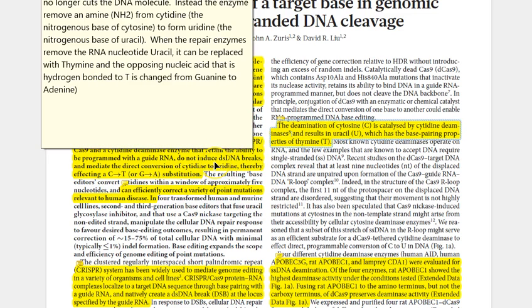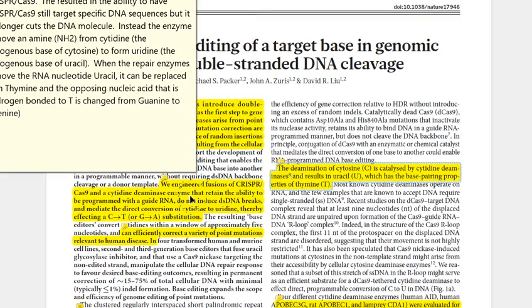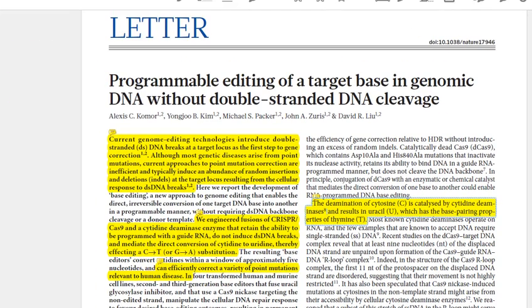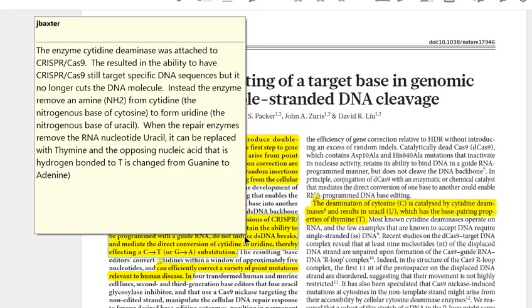So here's my next note. You can also see it on the right, because I noticed it's not all showing up in the screencast, but it says the enzyme cytidine deaminase was attached to CRISPR-Cas9. Let me see if I can expand this a little bit. Okay, so how they changed CRISPR-Cas9. They added an additional enzyme to CRISPR-Cas9, and that enzyme's name is cytidine deaminase.